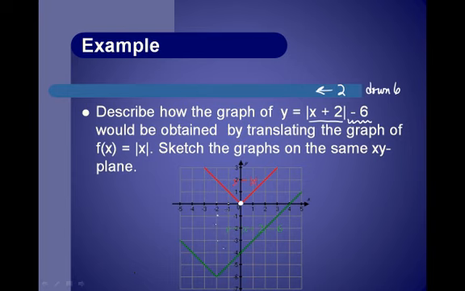1, 2, 3, 4, 5, 6. There's our vertex. If we took this point, back 2, down 6. There's that point. If we took this point, back 2, down 6. So basically the whole graph is just shifted back 2, down 6, and that gives us the new graph of the absolute value of x plus 2, minus 6, in green.